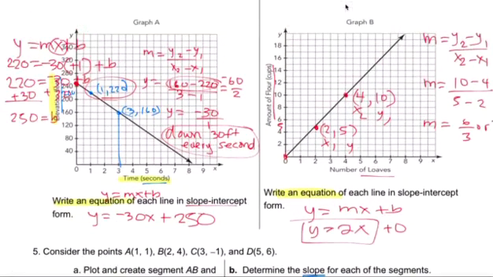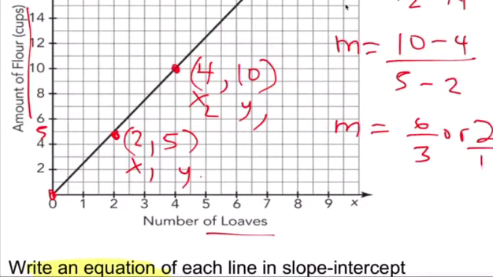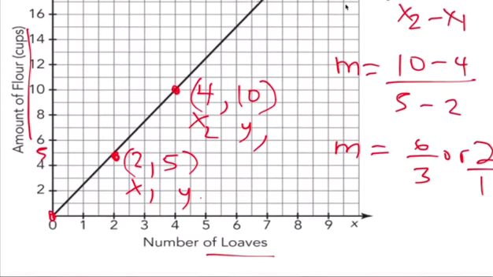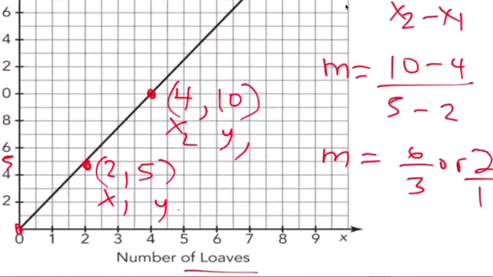Okay, and what does it mean? It means that 2, these are your cups for every 1 loaf of bread. 1 loaf. 2 cups is needed to make 1 loaf of bread.